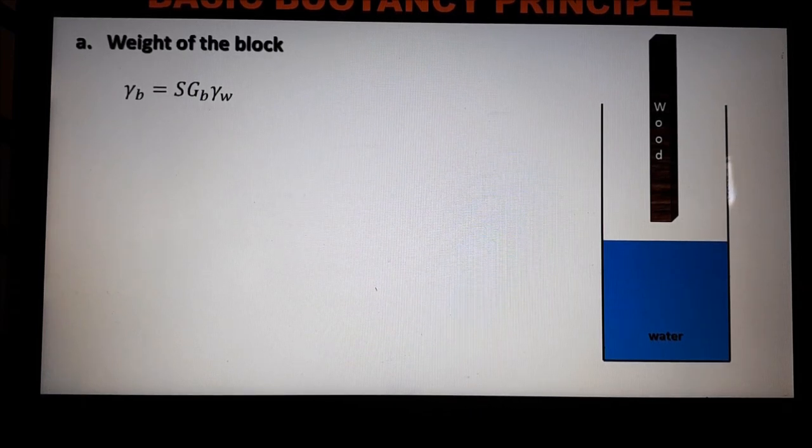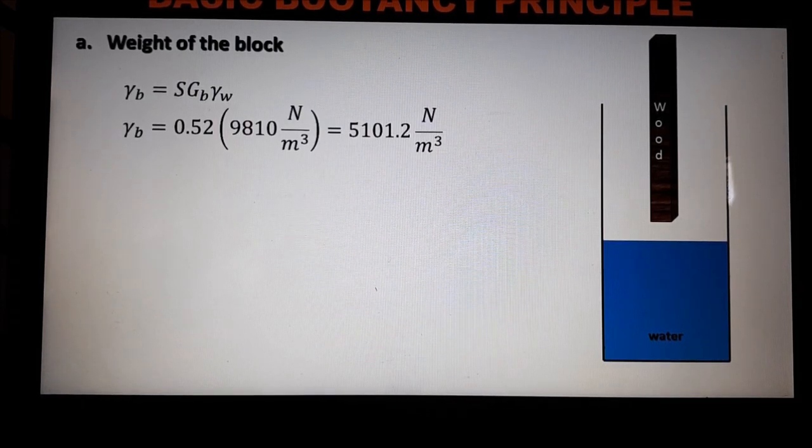For the solution, the specific weight of the block is equal to the specific gravity of the block times the specific weight of the water. Substituting the values, the specific gravity is 0.52 and the specific weight of water is 9,810 Newton per cubic meter. We can simply say that the specific weight of the block is 5,101.2 Newton per cubic meter.